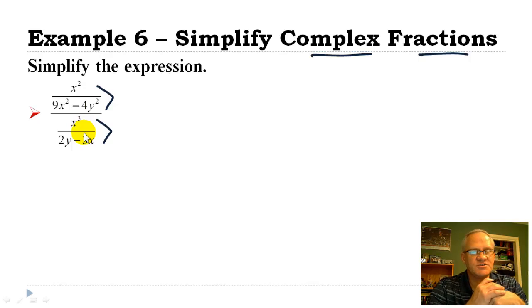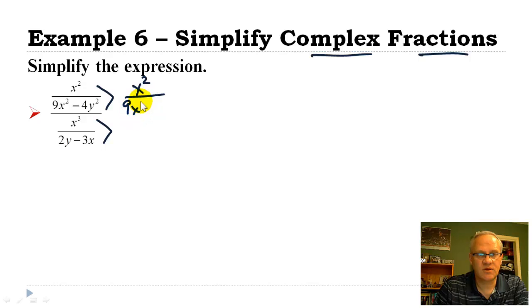And when we talk about fractions, what is a fraction really? A fraction is really just division. Okay? So here's what you can do. Just rewrite this. We've got x squared over 9x squared minus 4y squared, and then it's divided by x to the third over 2y minus 3x. So I just take this fraction and rewrite it as a division. So now I've got this top part divided by the bottom part.